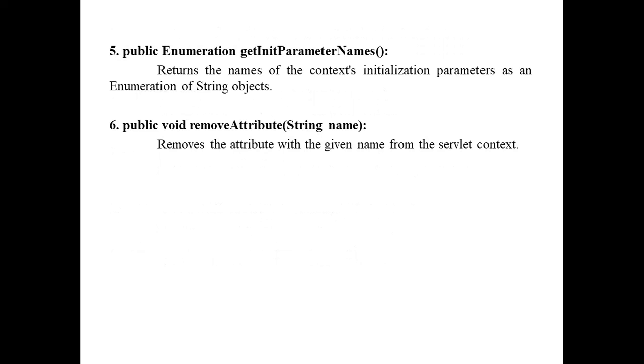Next method is public Enumeration getInitParameterNames(). This method returns the names of the context initialization parameters as an Enumeration of String objects. And the sixth method is public void removeAttribute(String name). This method removes the attribute with the given name from the servlet context. So these are the 6 methods of the ServletContext interface.